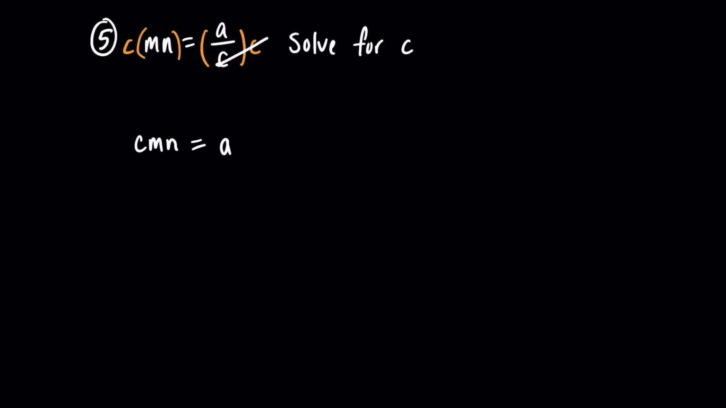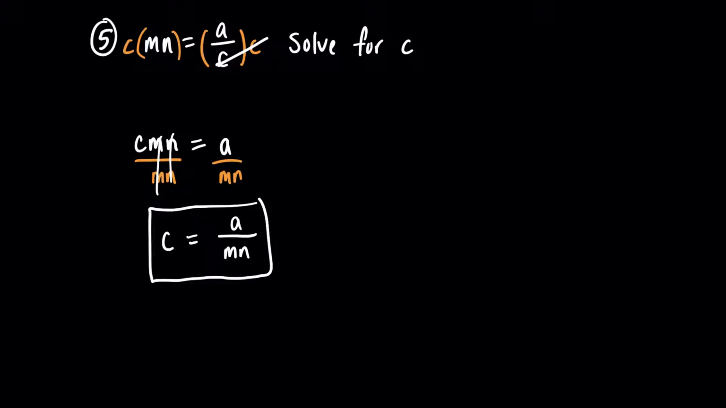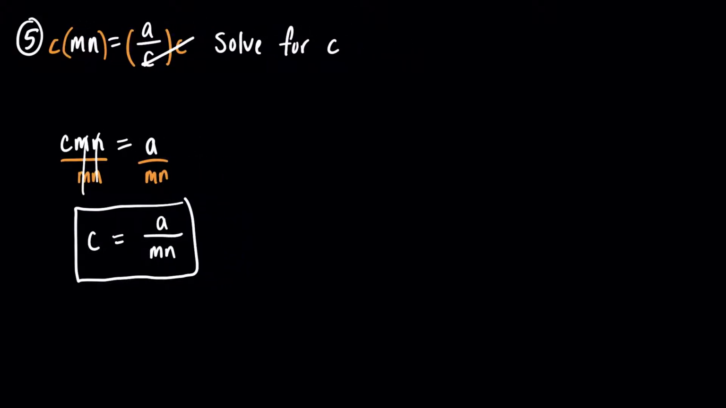You can divide by m and then divide by n, but I like to just do it all in one motion, one step. So I will divide by m and n at the exact same time. So when you do that, the m and the n get rid of each other. So we're just left with c is equal to a over mn. And that's how you would do that one. Let's look at another one.